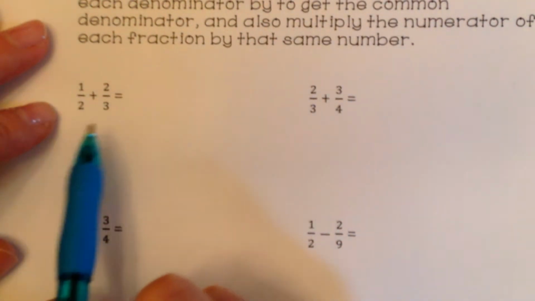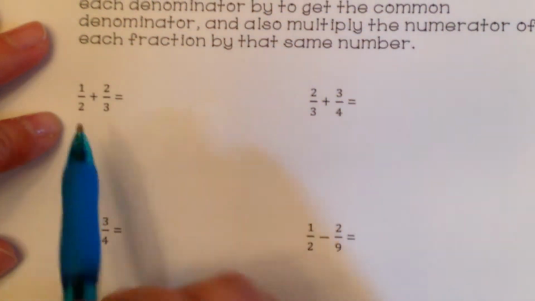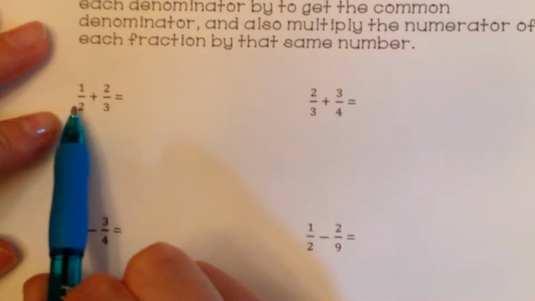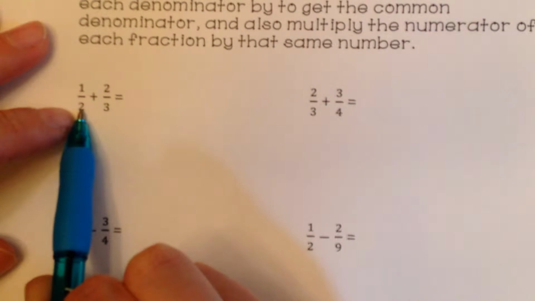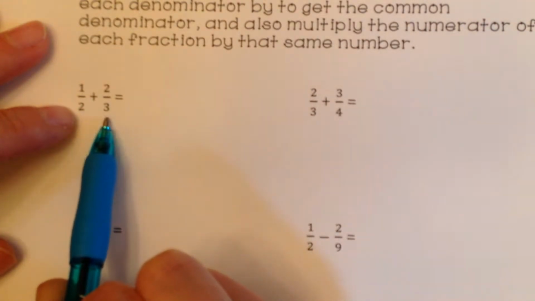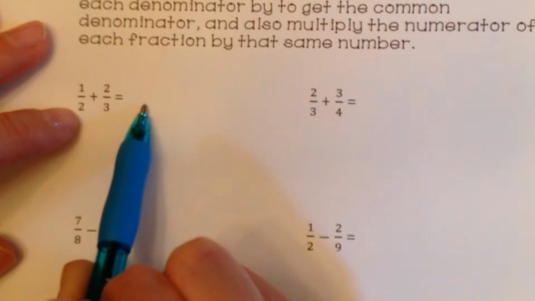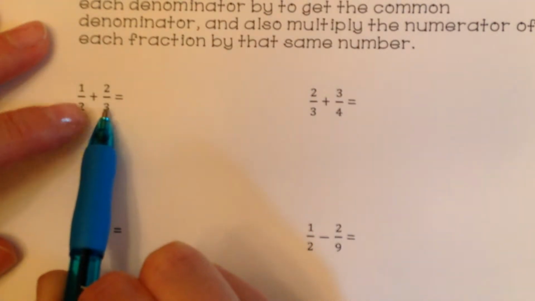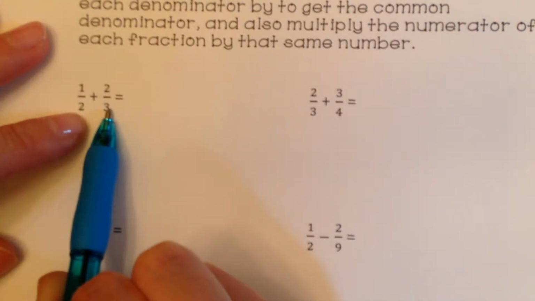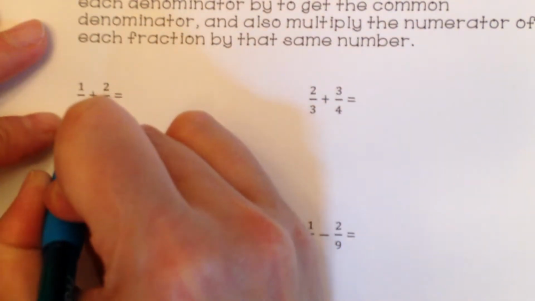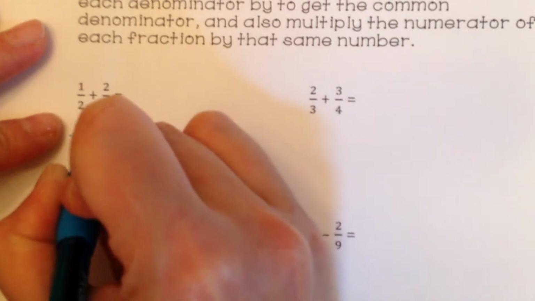Okay, first one, 1/2 plus 2/3. We need to create common denominators for 2 and 3, so we're looking at their common multiples. Well, 2 has 2, 4, 6, 8. 3 is 3, 6, 9, 12. So 6 would be a common denominator for both of these, meaning I want to turn the denominator into 6.